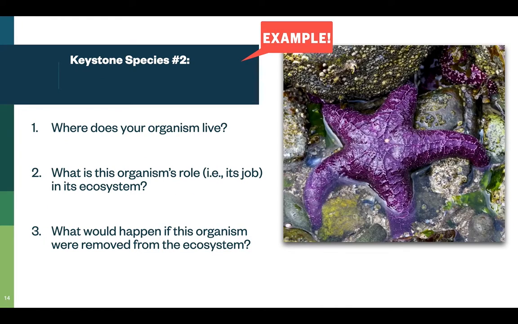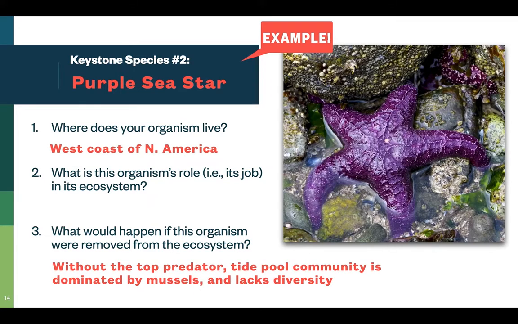My next example, which means you cannot do this one, is the purple sea star, since you have to research 2 keystone species. Where does it live? It lives on the west coast of North America. Oh, I found out that without this top predator, the tide pools would be dominated by mussels, and so therefore it's a predator keystone species. Keeps things in balance.